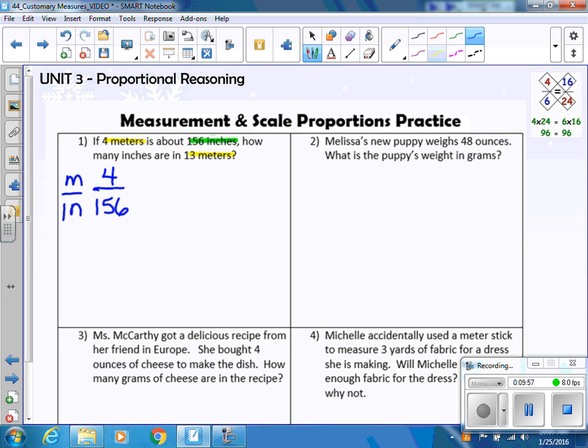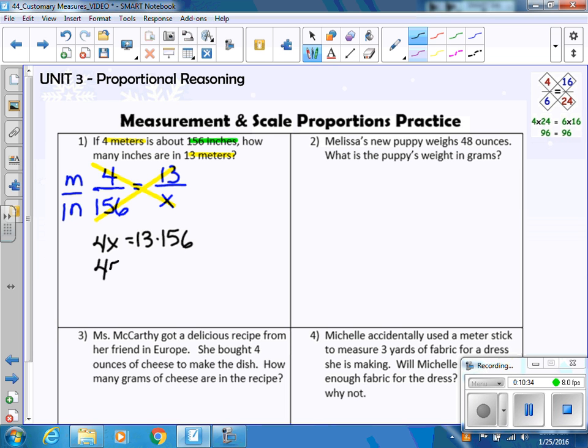You want to keep those first two things together as a ratio because that's setting up the equivalency or setting up your proportion of how things are related. And then the second one, I fill in. I've got 13 meters. Meters is on top, so I fill it in. Keep in mind, your answer is not always on top, so you're just lining up your units. Then you're going to cross multiply, 13 times 156 and 4 times x. So I have 4 times x is equal to 13 times 156.